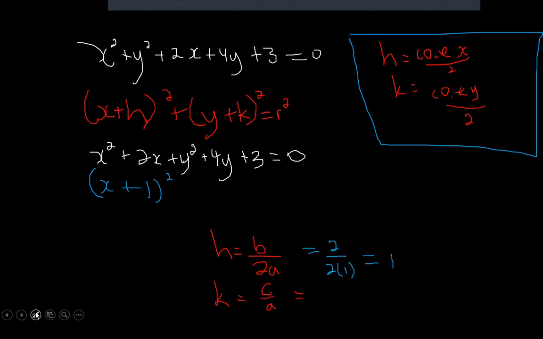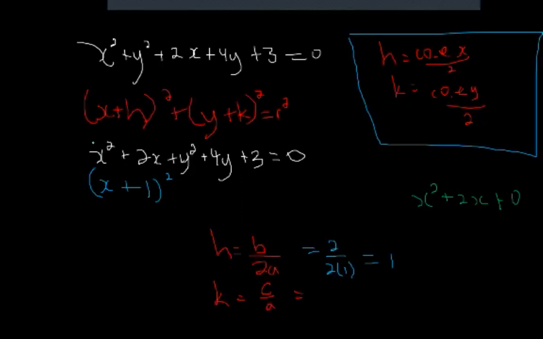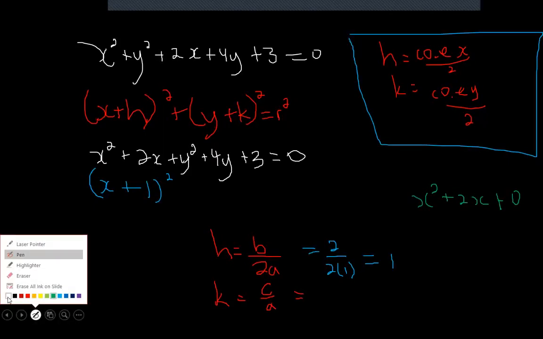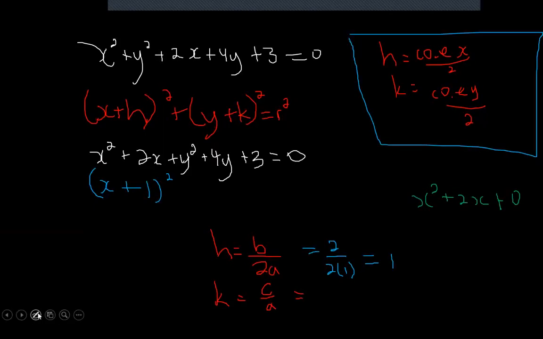But in this case, hold on, let me just write the equation over here. X squared plus 2x. C is equal to 0 because it's only x squared plus 2x, and 0 divided by any number is 0. So 0 on a, which is 1, is equal to 0. That's why we don't have to put that.